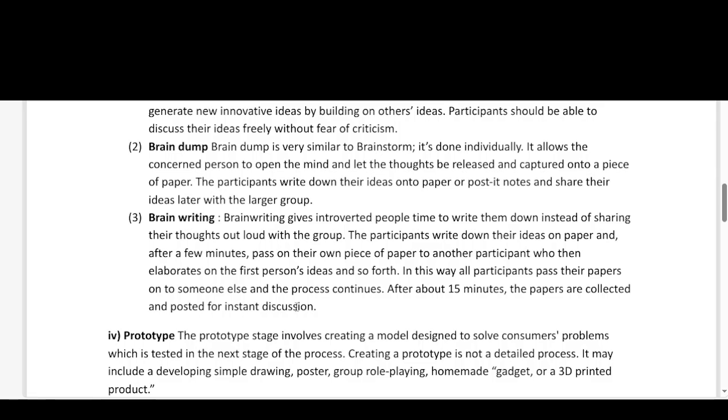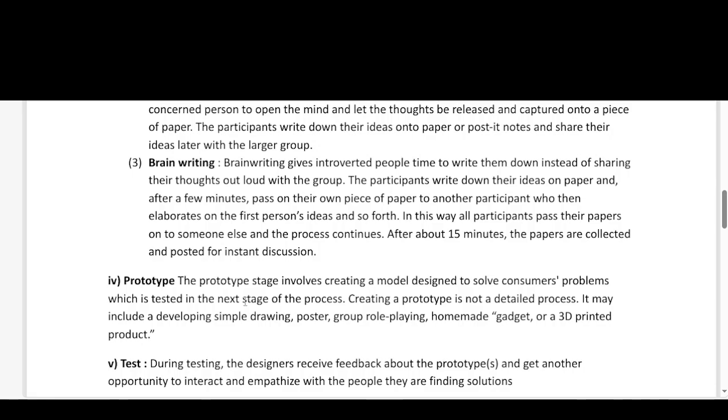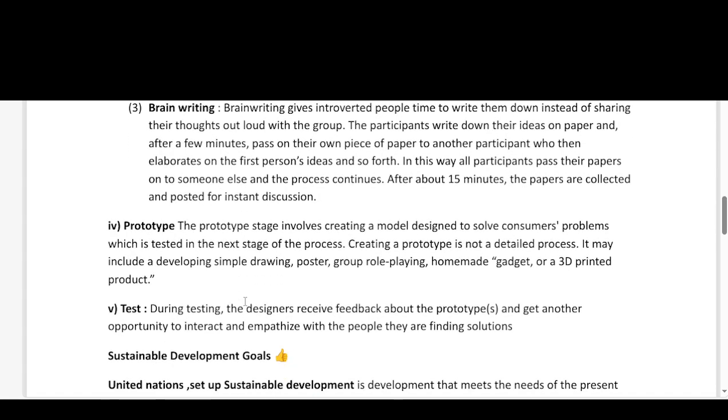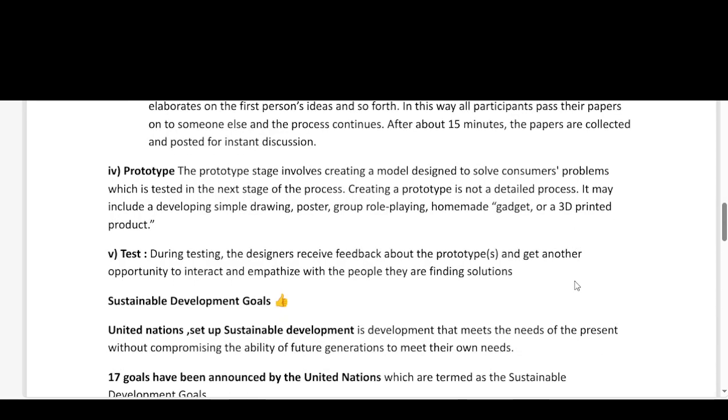The prototype stage involves creating a model designed to solve the consumer's problem, which is tested in the next stage of the process. Creating a prototype is not a complicated process. It may include developing a simple drawing, poster, role play, homemade gadgets, or 3D printed models. During testing, the designers receive feedback about prototypes and get the opportunity to interact and empathize with the people they are finding solutions for.